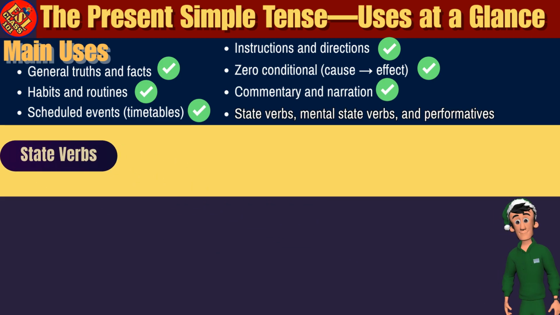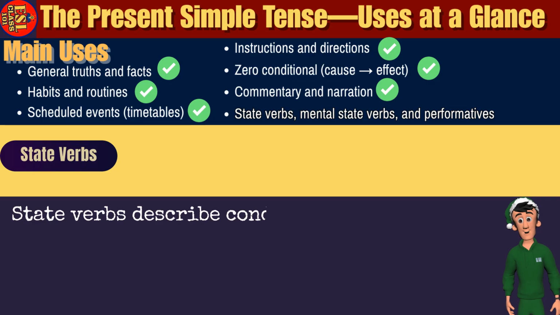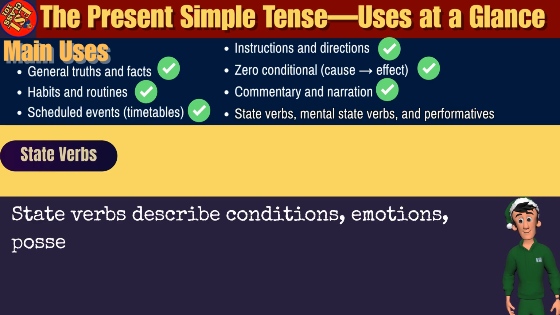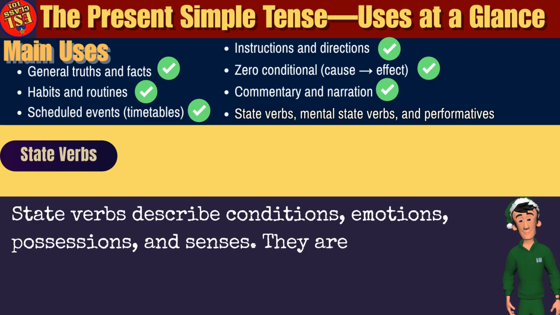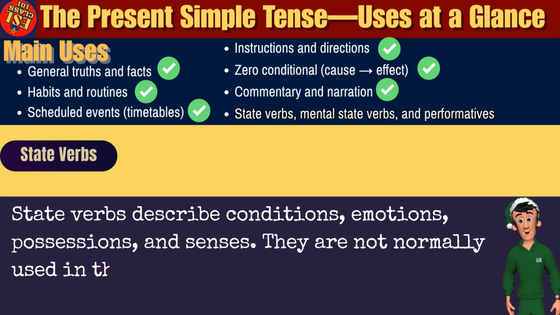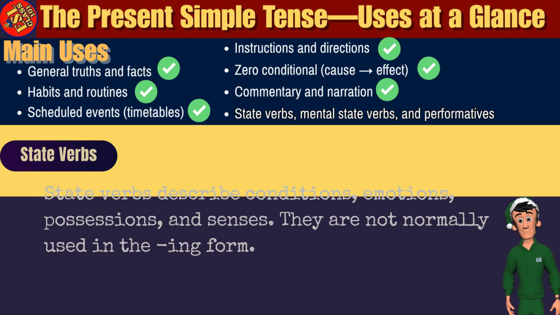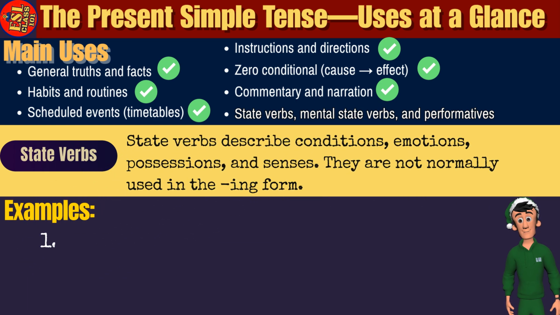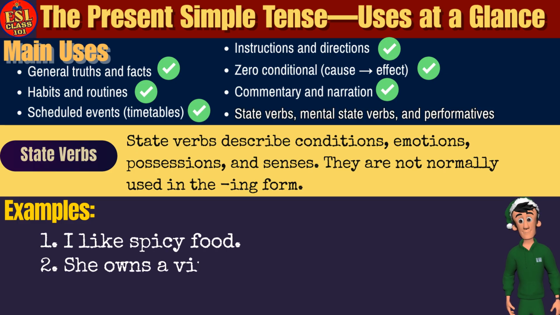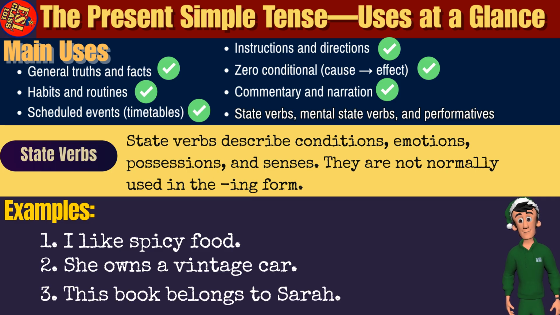State verbs. State verbs describe conditions, emotions, possessions, and senses. They are not normally used in the ing form. Examples: 1. I like spicy food. 2. She owns a vintage car. 3. This book belongs to Sarah.